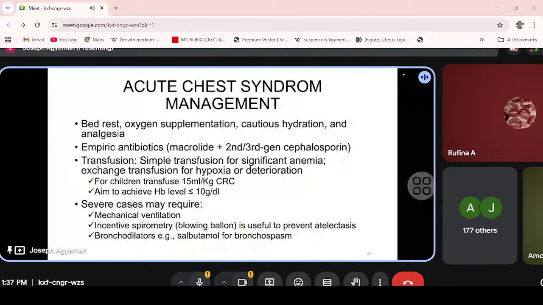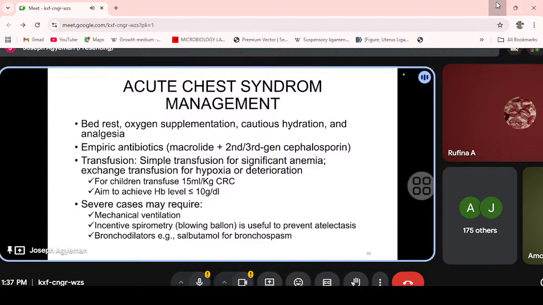If bronchospasm occurs as part of the acute chest syndrome, then you need to relax your airways. What do you do? You give a beta-2 agonist. A typical example would be salbutamol inhalation. Salbutamol inhalation will relax the airways and prevent or minimize airway bronchospasm. Any queries?